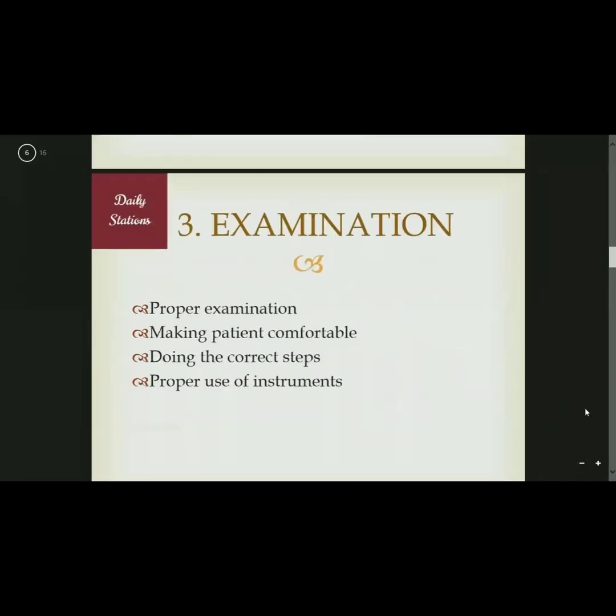So the third is the examination. Are you doing the examination properly? Do you make the patient comfortable? For example, if it's a testicular examination, you must offer a chaperone. Doing the steps correctly, proper use of instruments. Some people even forget to mention it at all, so they'll be marked in the examination. So it's important that whenever you have a station, always mention that you are going to examine them.